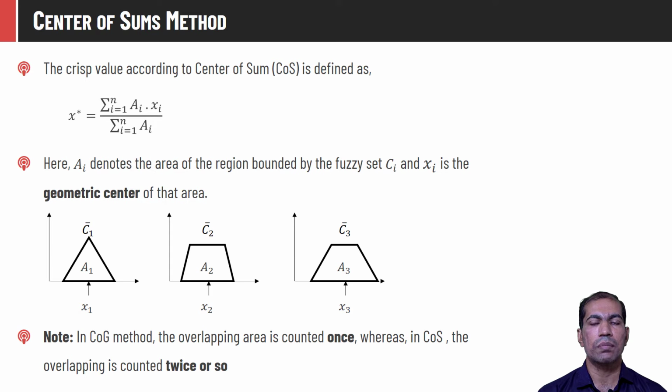As shown in the diagram, C1 bar, C2 bar and C3 bar represent three fuzzy output functions. A1, A2 and A3 are the areas of those functions, and X1, X2 and X3 are the geometric centers of those areas. We can compute the crisp value using the center of sums method as the summation over 1 to n of Ai times xi, divided by the summation over Ai.